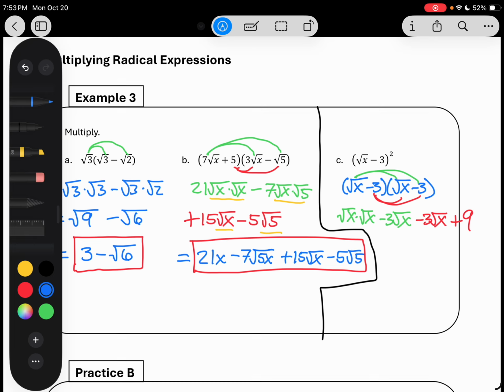Okay, so root x times root x, that's root x squared, which will simplify, and then minus 6 root x, because those are like radicals, and then plus 9. So let's simplify that root x squared to just x, and then minus 6 root x plus 9. And that would be the result on that one.